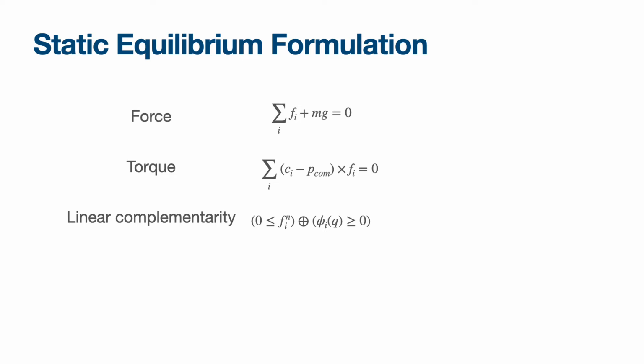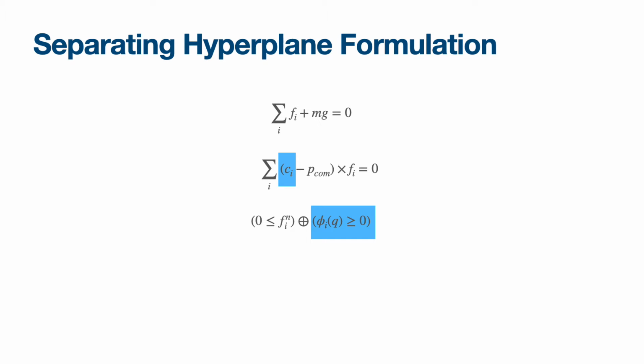Here is the static equilibrium problem formulation. The main constraints are force balance, torque balance, and linear complementarity. It is straightforward to set up a mathematical program to optimize most of these variables. The hard part is developing a differentiable model of contact, which involves parameterizing the contact points and non-penetration constraint.